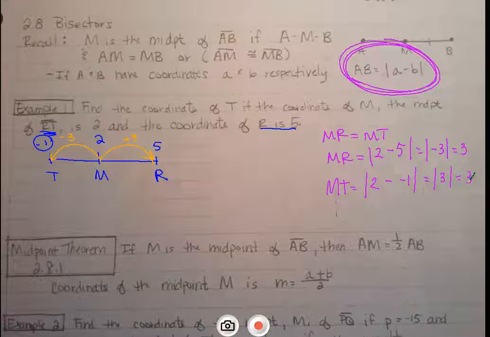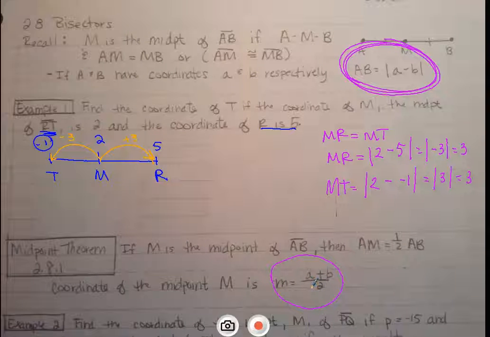Okay, so if M is the midpoint of AB, then AM equals 1/2 AB. That make sense? Right? M is the midpoint, so it's the same thing here. M is the midpoint of TR. Then we could say MR is half of TR. We good with that? Okay, it's half of the whole. All right, so for the coordinate of the midpoint M, there's a formula here we can use. M equals a plus b, so the two endpoints, divided by 2.